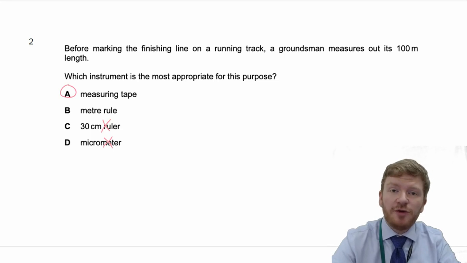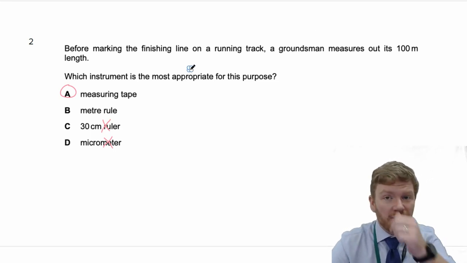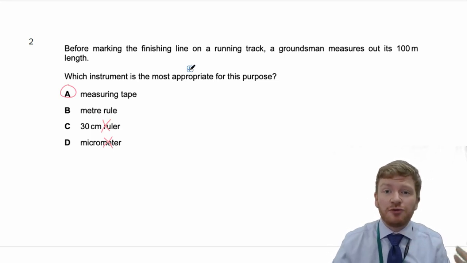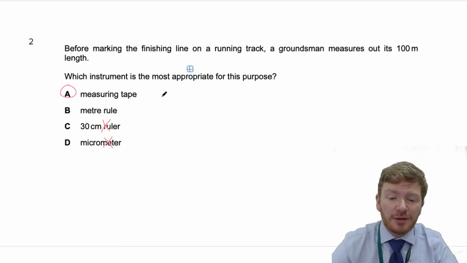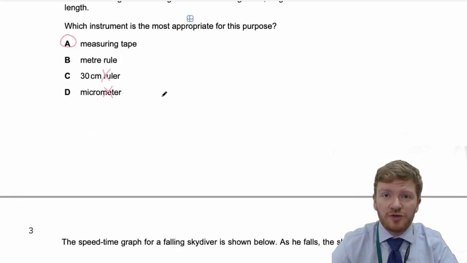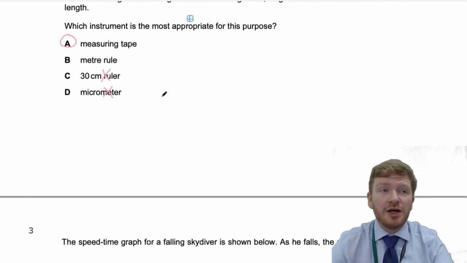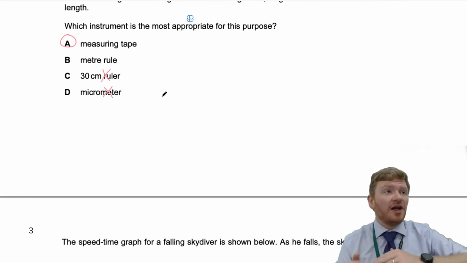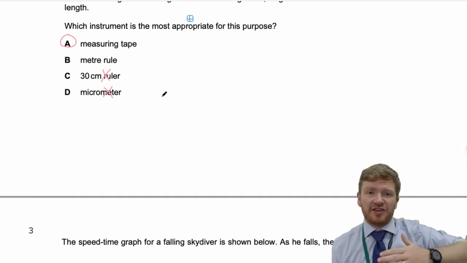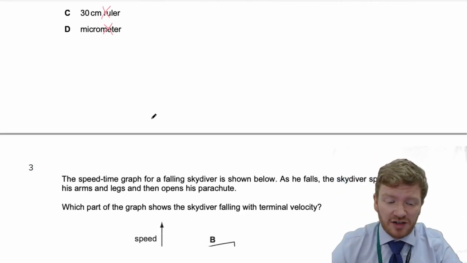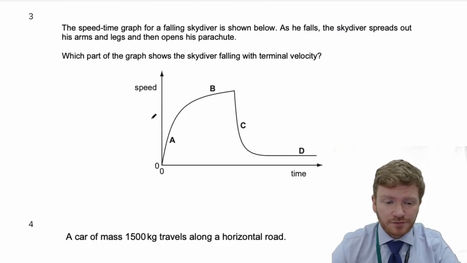It's probably worth learning that in general, when we're dealing with distances of greater than a metre, usually a measuring tape is the right thing to use. Sometimes you see the sound question where it says, how would you measure the speed of sound? And you normally do that by doing an echo and measuring how long it takes the sound to get back to you. Again, you'd use a measuring tape for that.